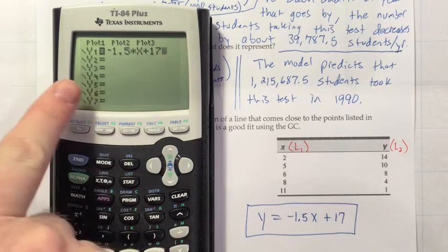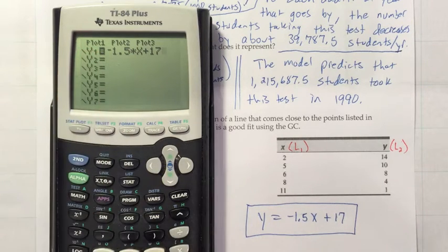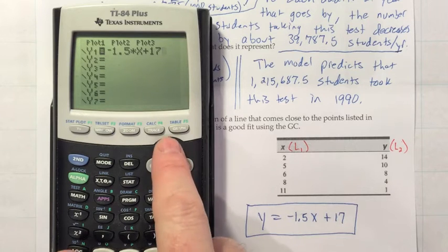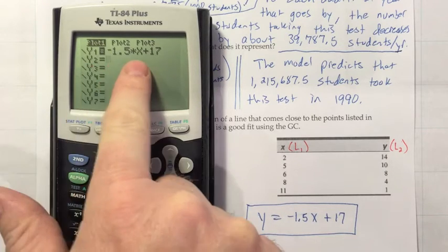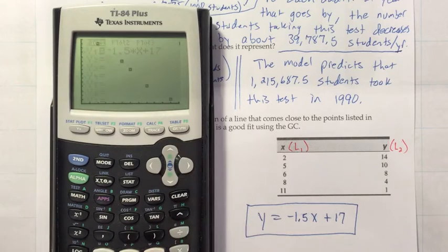And that would give us the line, but notice plot 1, which is what we use for all our scatter plots, is not highlighted, so no data is going to be graphed. But if I arrow up to that and press enter, now that is highlighted, so now it's going to graph the line and the plot. So there's the data, there's the line, and it does look like a pretty good fit, so mission accomplished.